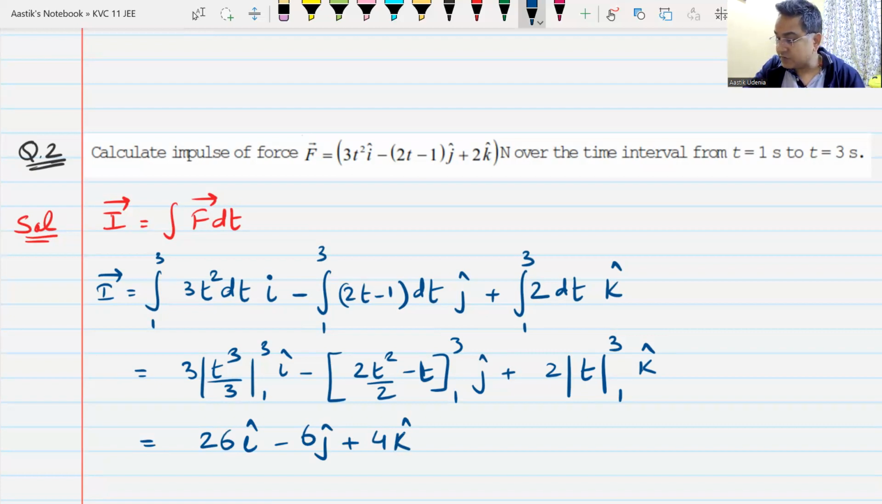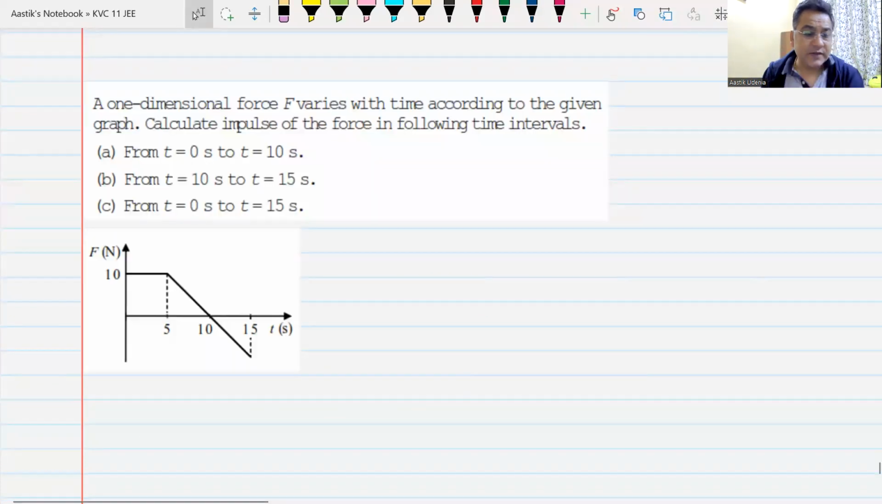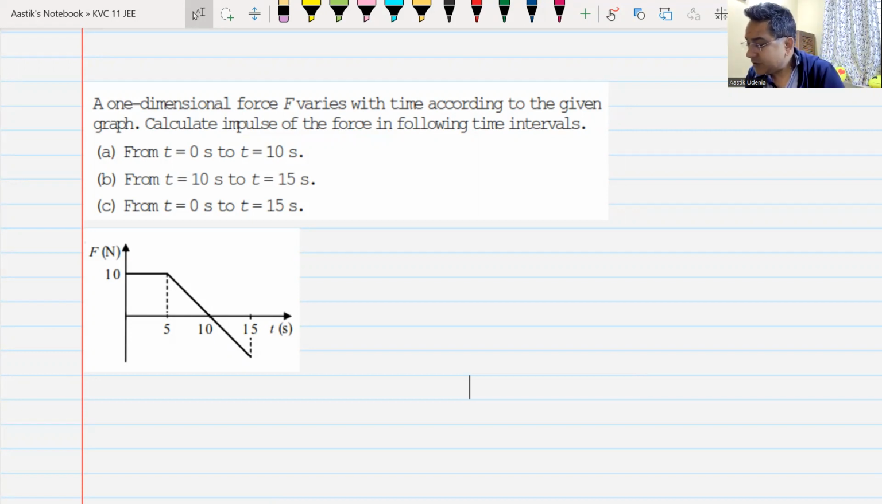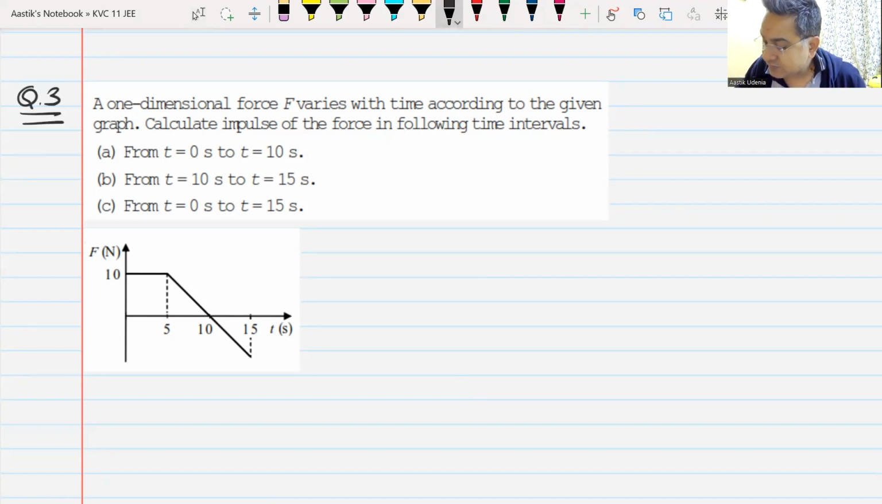This one. How will you solve this question? It's a very simple one, and I hope you can give me the answer. A 1D force F varies with time according to the given graph. So a graph is given to you. Calculate the impulse of the force from 0 to 10, from 10 to 15, and from 0 to 15 seconds. So they're broken up into two parts, I guess. You have 2 minutes to give me the answer for this one.